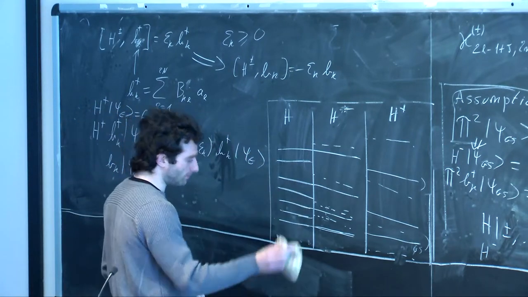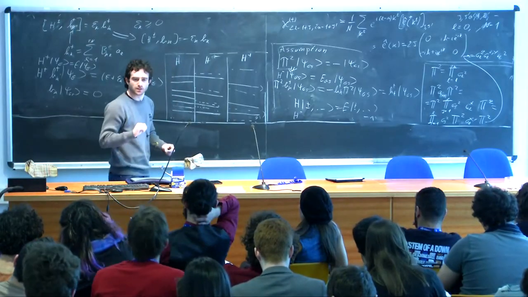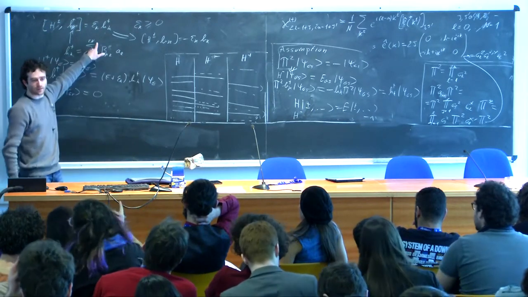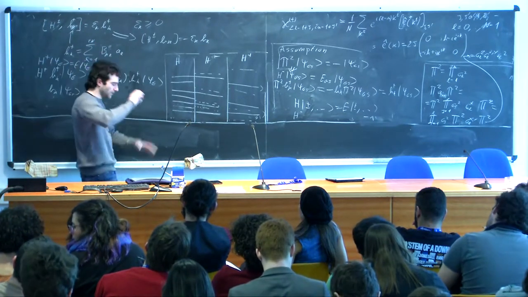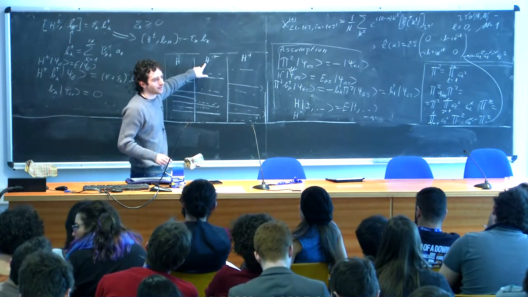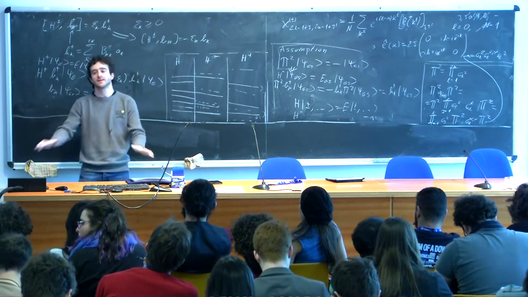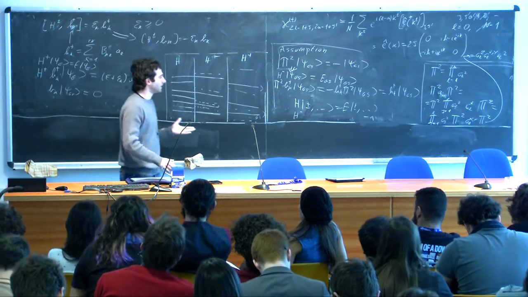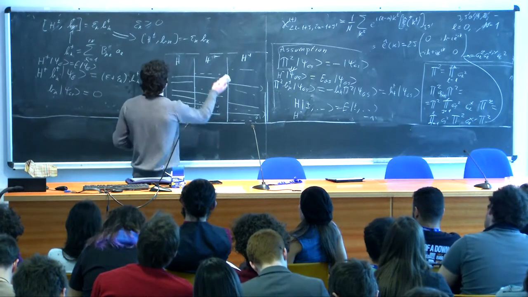The result is that when you are interested in the ground state of the model, for any finite value of capital N, independently of h, the ground state is always in H minus, with pi z equal to minus 1. Independent of h, the ground state is always there. What about the excited states of the model? This depends on the value of h.